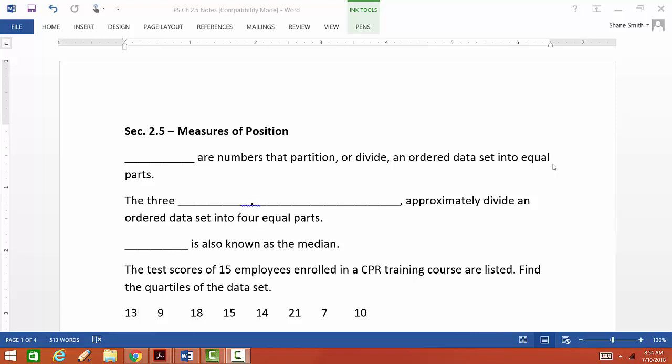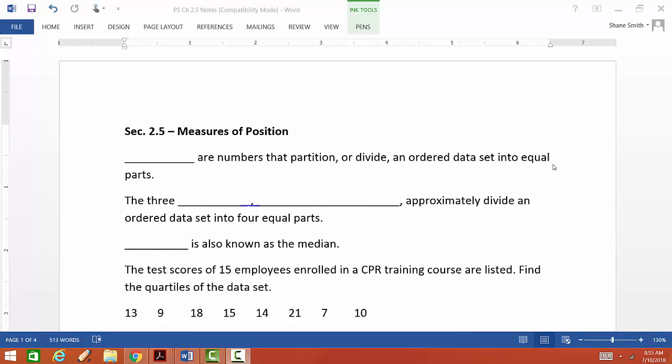So the last section in chapter 2 is about measures of position. Sections 2.3 and 2.4 were about summarizing entire data sets. 2.3's measures of center tell where the center of an entire data set is, and 2.4 is the measure of spread, what is the spread of an entire data set. But 2.5 is a little different because it's still a measurement, but now we're going to talk about the measurements of the location of data entries in a data set.